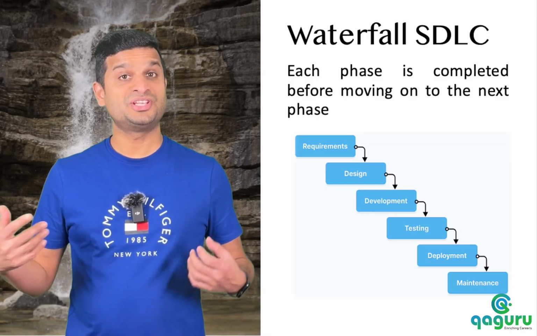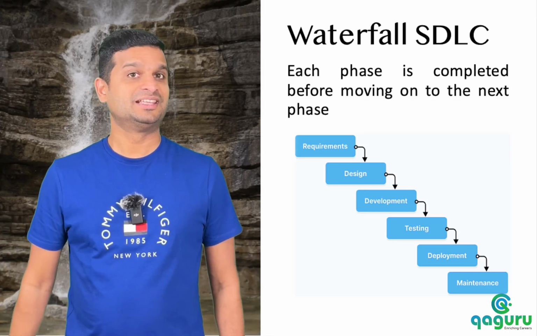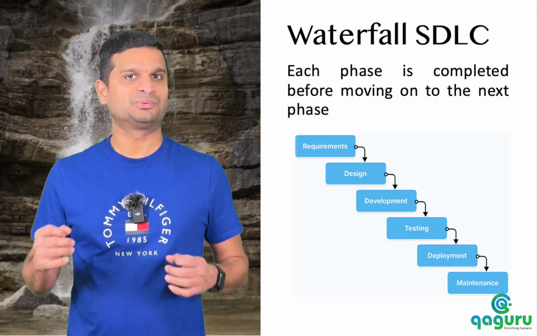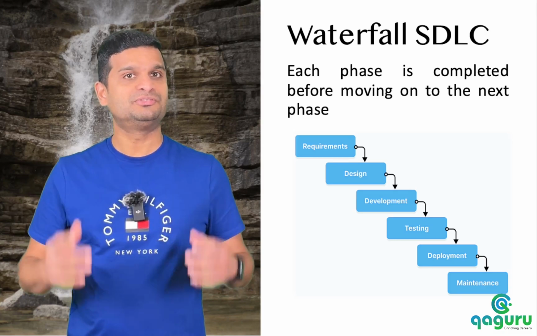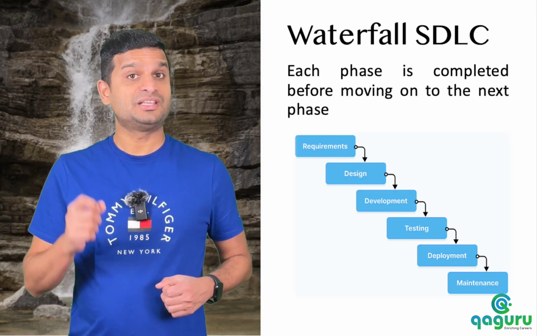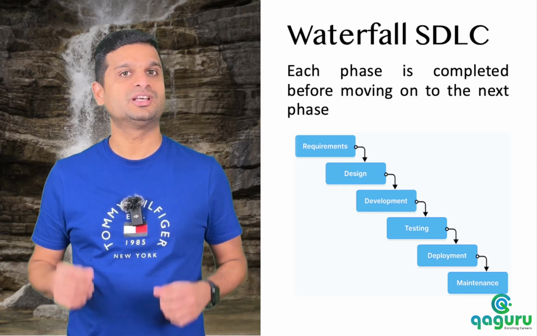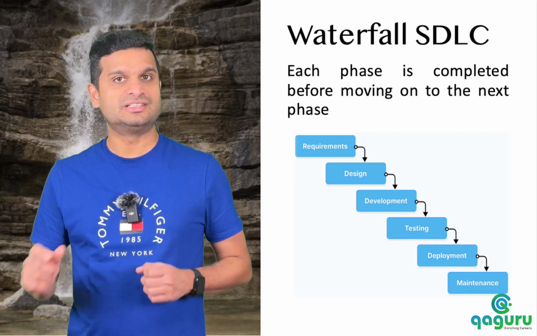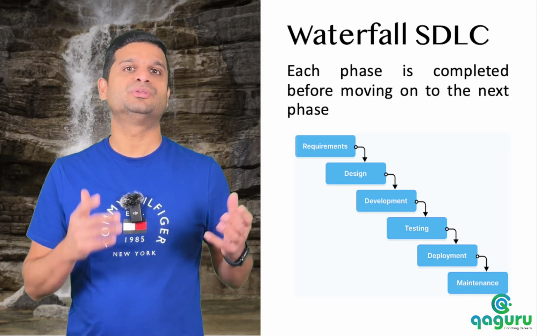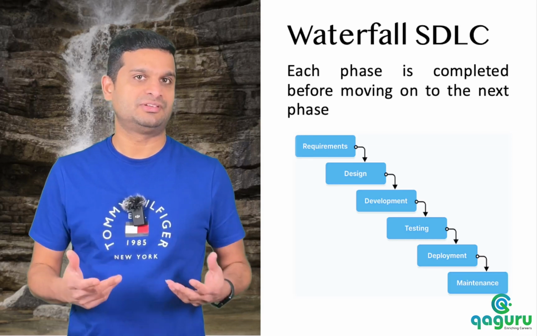Waterfall model is a traditional approach in software development. It's a linear and sequential approach where each phase is completed before moving on to the next phase. That means all requirements should be collected and well documented before moving on to the design. Once you are in design phase, you don't want to go back into the requirements analysis phase again.